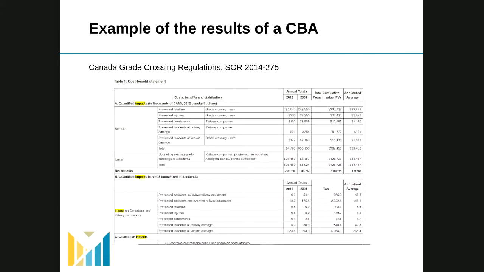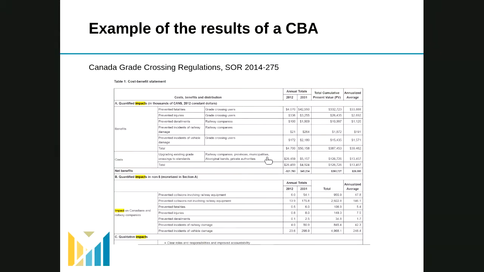This is a little small, so I'll use the hand. I think you can see. This is an example of the results of a cost-benefit analysis that's part of a Canadian regulation. This Canadian regulation was called the Grade Crossing Regulations. For those of you who don't know, a grade crossing is where there is a crossing between a railway and a roadway. This point carries a lot of risk of accidents and injuries if a vehicle and its occupants are involved in a railway collision. So in Canada, they wanted to issue a new regulation that required a lot more safety features around particular grade crossings to help make them safer and to help avoid additional collisions and injuries.